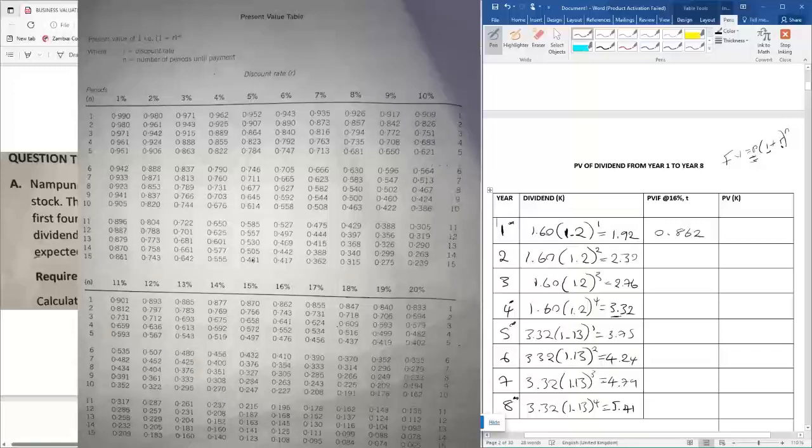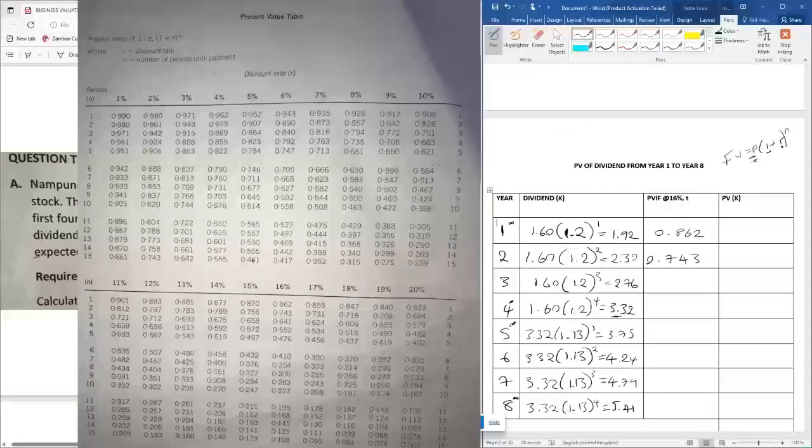0.862. This is our present value interest factor for year 1. How about for year 2? Again, we're going to go back to 16% and say 0.743. That will be our present value interest factor for year 2. Remember, at the rate of 16%, year 1, the present value interest factor will be 0.862. In year 2, the present value interest factor will be 0.743.